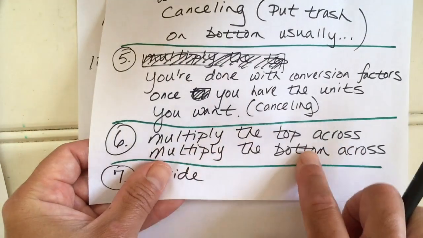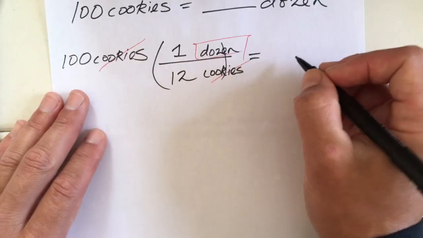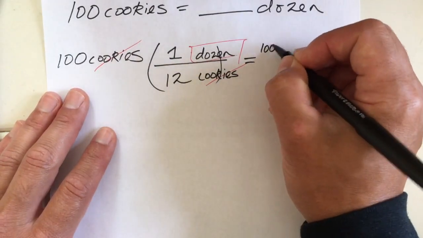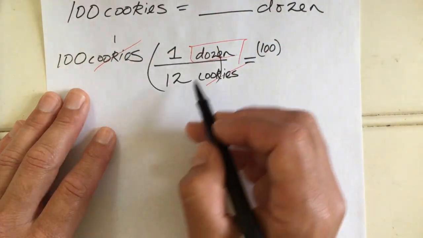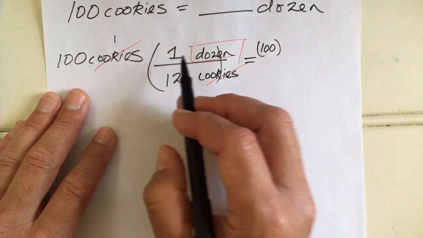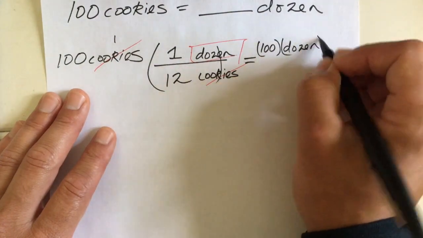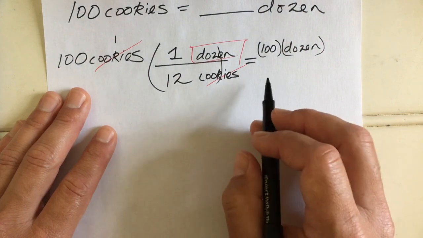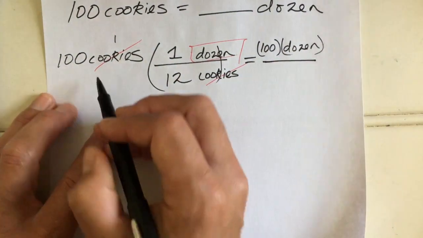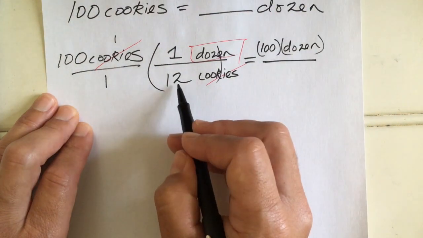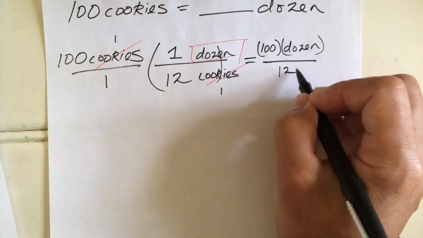And now we got to multiply the top across, multiply the bottom, and divide. So I'm going to go ahead and rewrite this so you can see what's going on. 100 times, this just became 1, so I don't write the 1 times dozen. And here we're thinking of units just like numbers. That's what's kind of new, right? Dividing away units. On bottom, well, this is just a 1, this is a 12, this is a 1, so we just have 12.